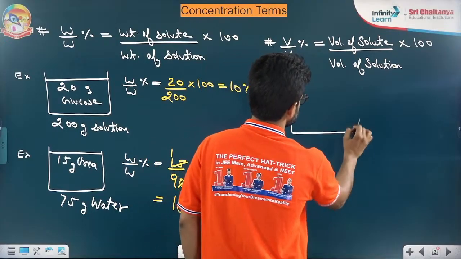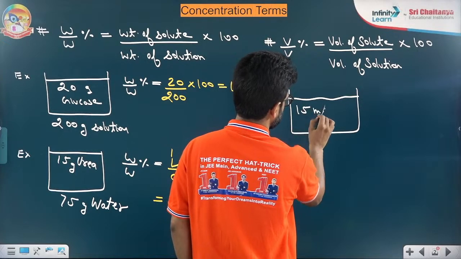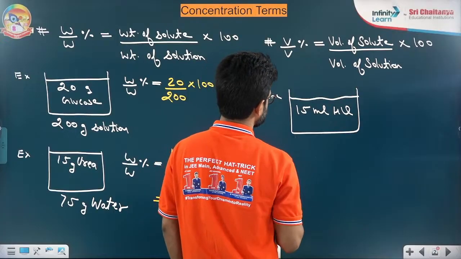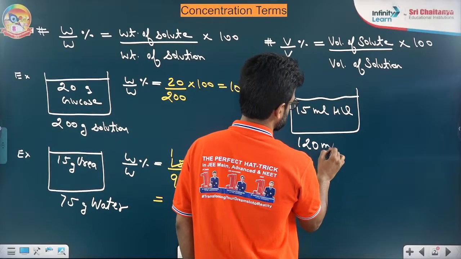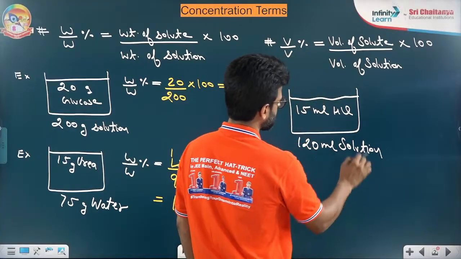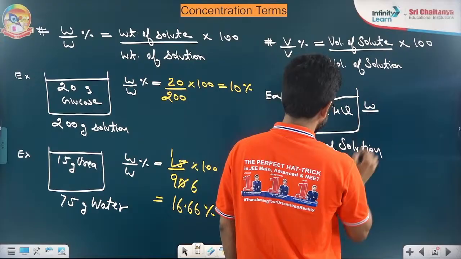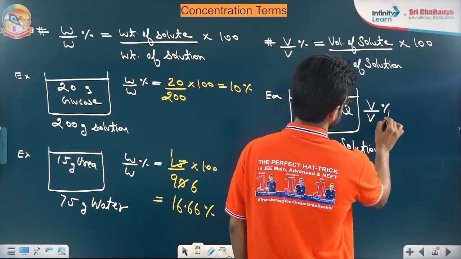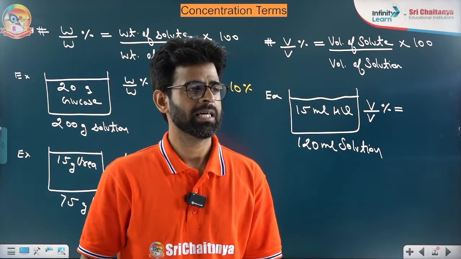Simple example again. Here I am saying, imagine we have 15 ml HCl. This is 15 ml HCl, and here I have a 120 ml solution. Total solution is 120 ml, okay? And out of that, the solute is 15 ml. So tell me the volume by volume percentage of the solution.